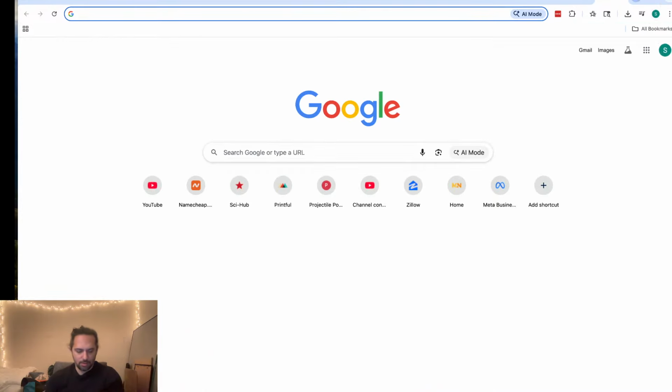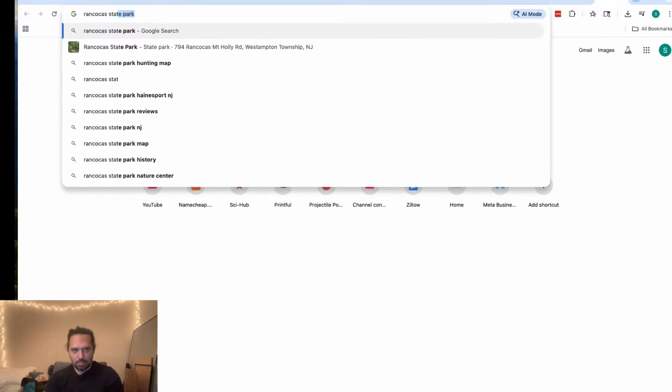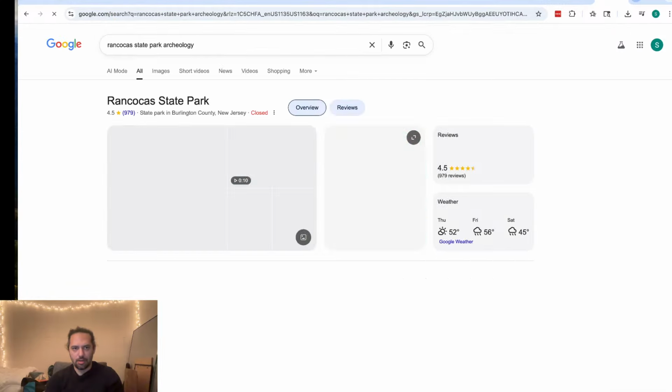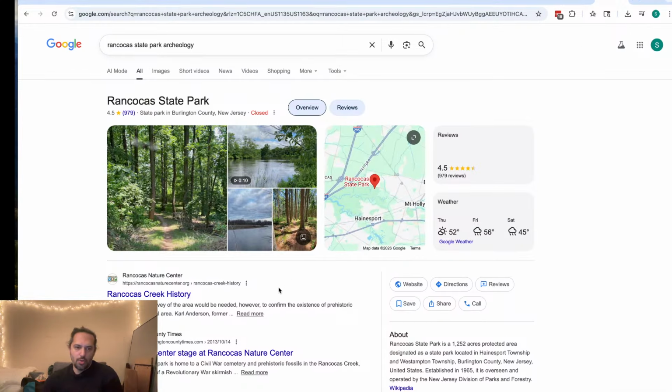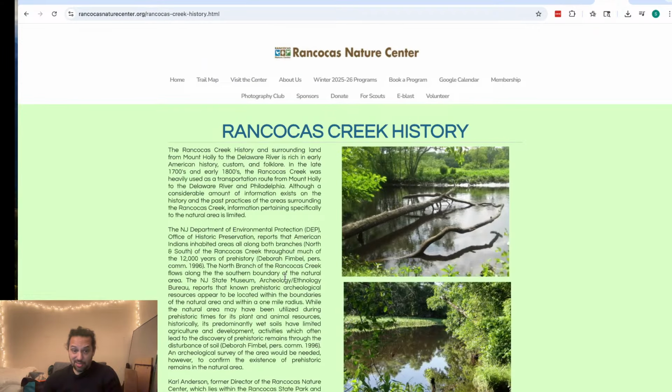So let's just do Rancocas State Park archaeology. Whoa, let's see if we get anything. However, to confirm, an archaeology survey of the area would be needed to confirm the remains in the natural area. So they haven't looked, is that right? Is that what they're saying?